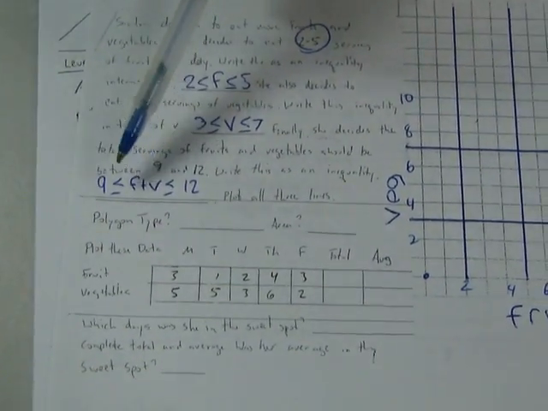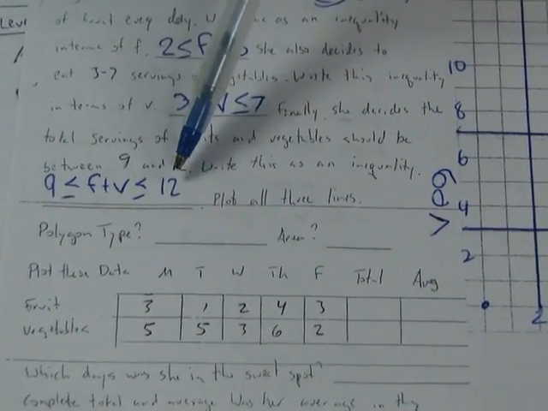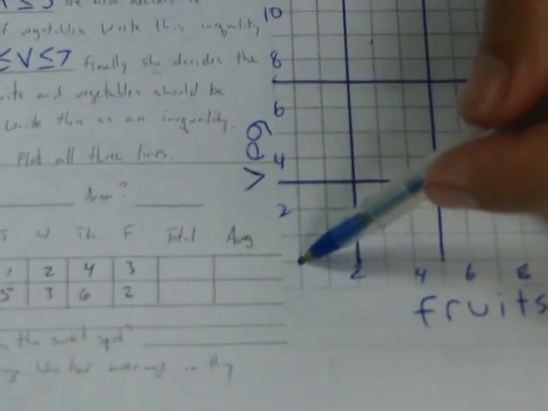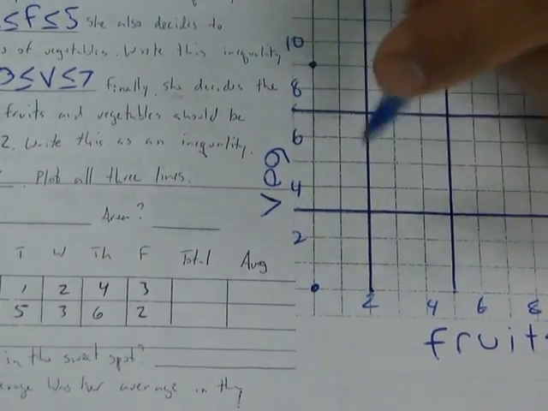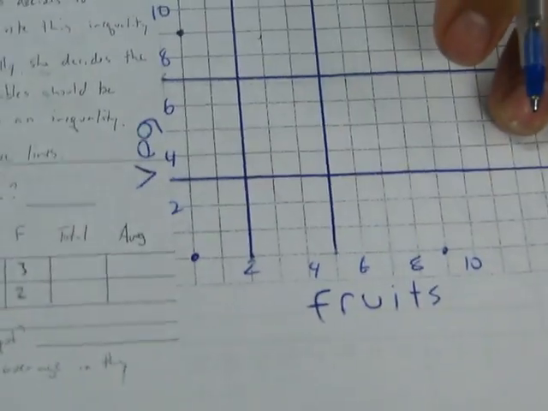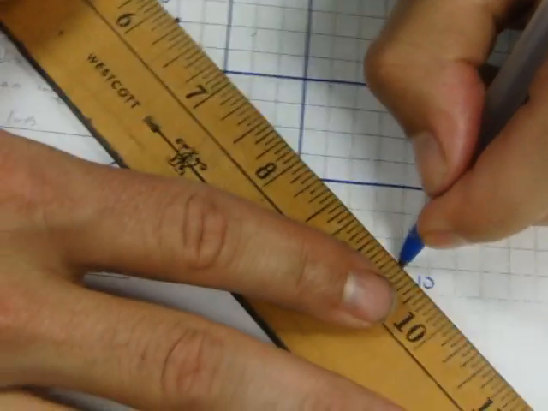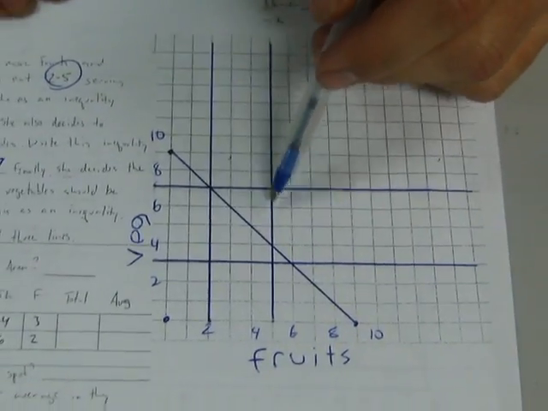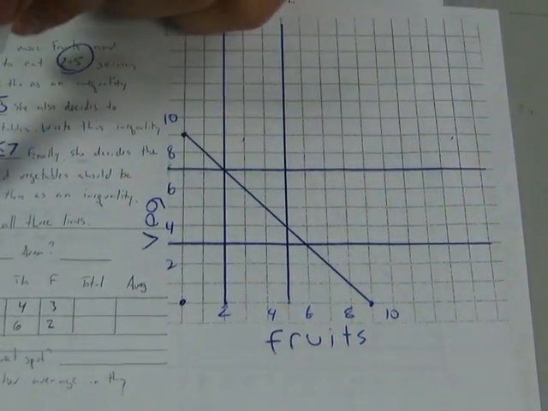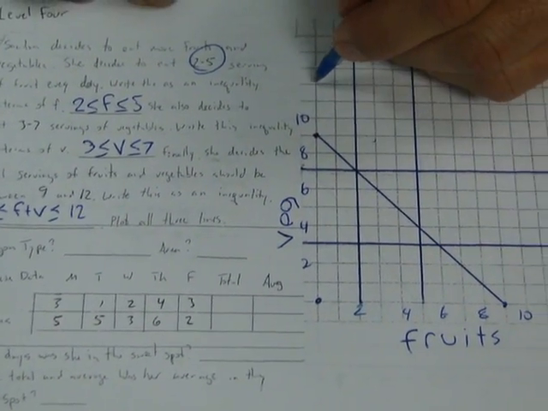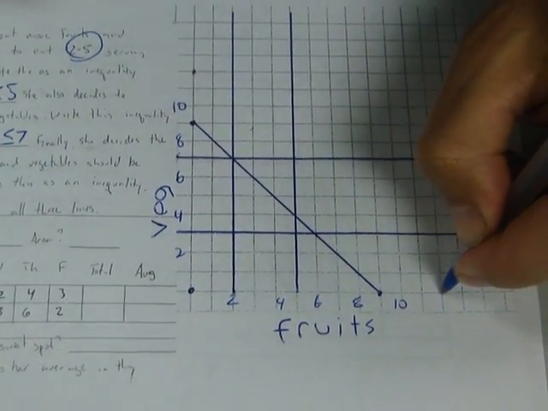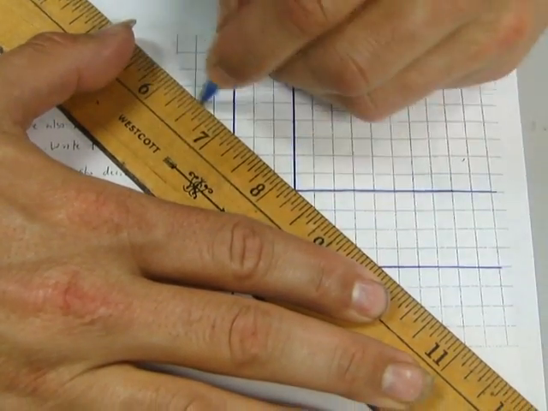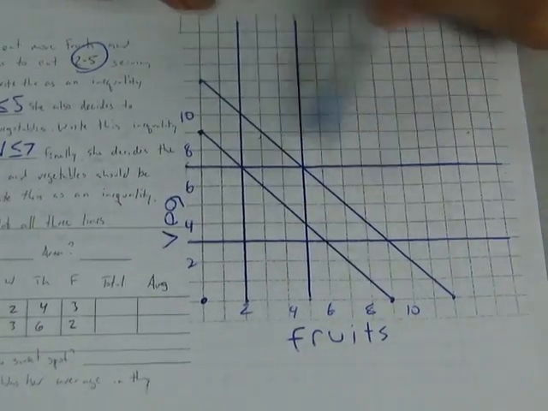Next, if f plus v has to be greater than or equal to 9 and less than or equal to 12, then we're going to have a line at 9 and a line at 12. So in other words, if the fruit is 0, then the vegetables can be 9. And if the vegetables are 0, then the fruits can be 9. So when we make that point, okay, this is the line that represents them adding up to 9. Now there's going to be another one where they add up to 12. So we can make points at 0, 12 and 12, 0. And when we do that, we've got our other inequality line.